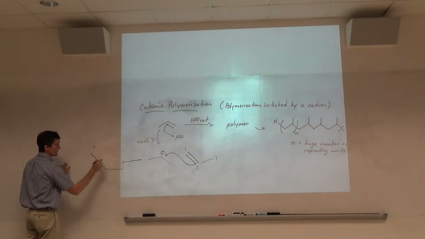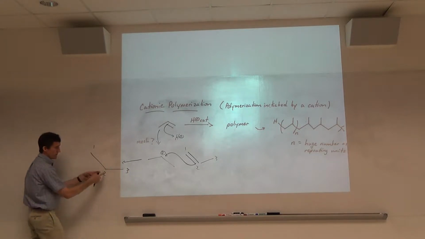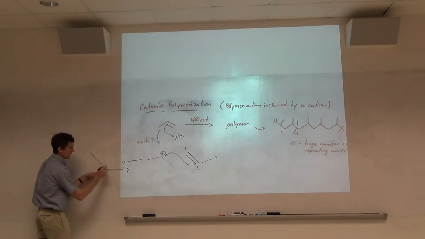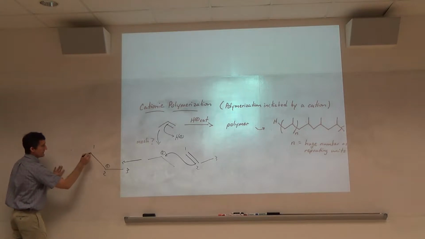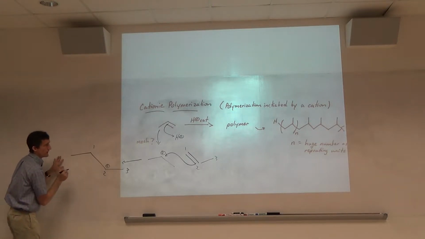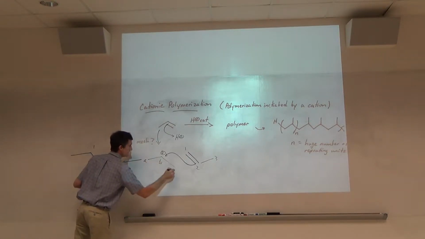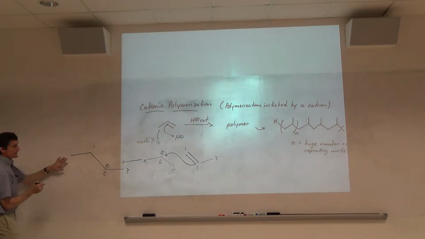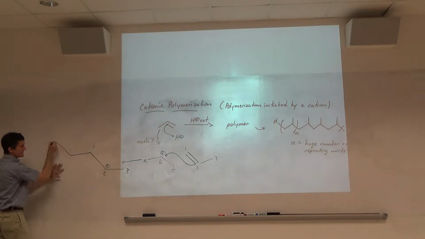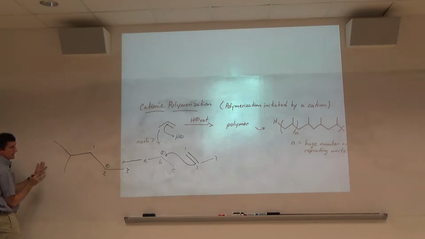So now 1, 2, and 3, what is 2 over here now? Cation. 1 is bonded to what? You may call that A, B, and C. It's bonded to B. But B is like this. A, B, and C. Right?